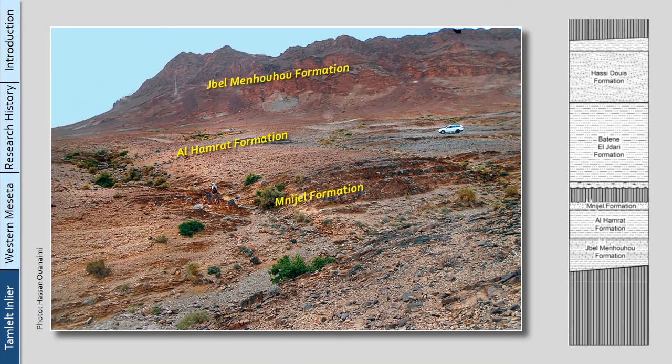This photo shows the entire known Lower Cambrian succession consisting of the Jebel Menhuhu, Al-Hamrat and Nidjel formations. Please note that the succession here is overturned.